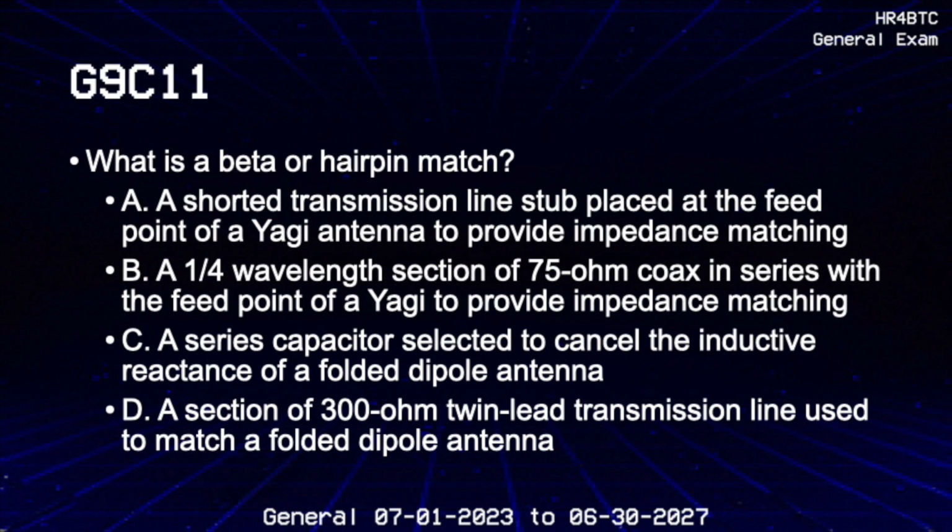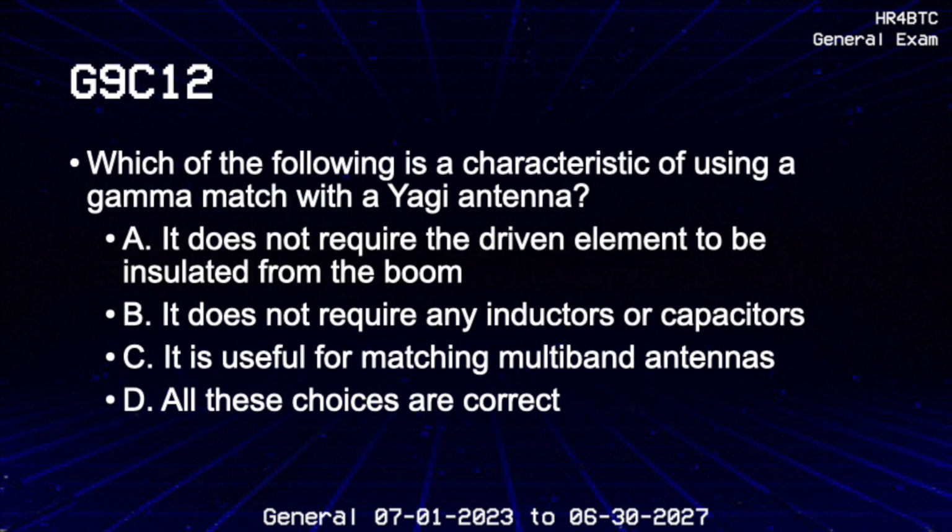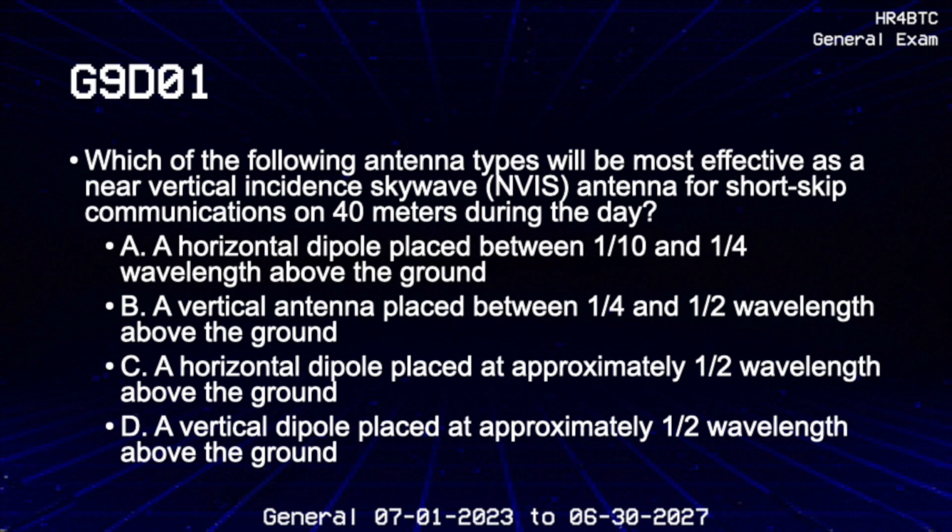What is a beta or hairpin match? A shorted transmission line stub placed at the feed point of a Yagi antenna to provide impedance matching. Which of the following is a characteristic of using a gamma match with a Yagi antenna? It does not require the driven element to be insulated from the boom. Which of the following antenna types will be most effective as a near vertical incidence skywave, NVIS antenna for short skip communications on 40 meters during the day?